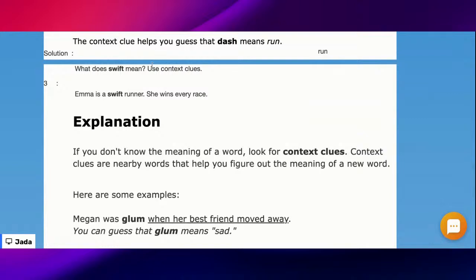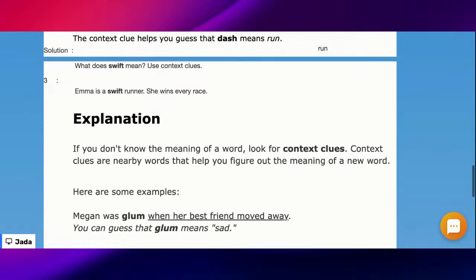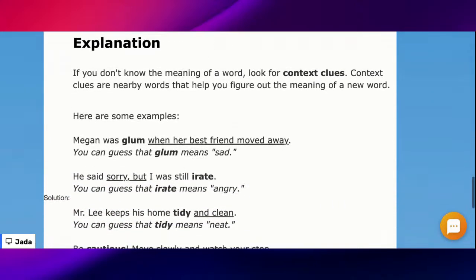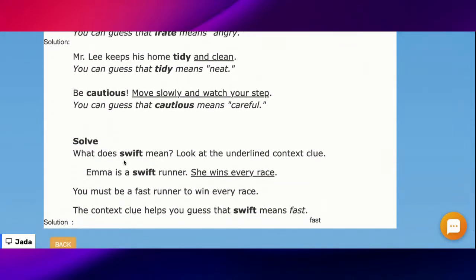What does swift mean? Use context clues. Emma is a swift runner. She wins every race. Now, what does swift mean? It could be new to you. You have no idea what swift means. So what does swift mean? Look at the underlined context clue. Emma is a swift runner. She wins every race.